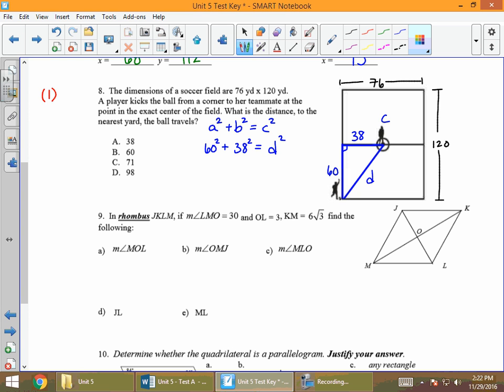Okay, so 60 squared is 3,600. 38 squared is 1,444. That equals d squared. Add the two numbers together and I get 5,044 is d squared. So d is the square root of 5044. You type that into your calculator, and you'll get 71.02. So 71 is the closest answer.